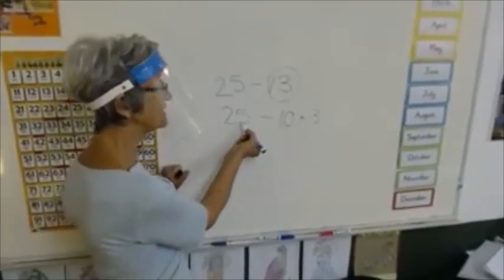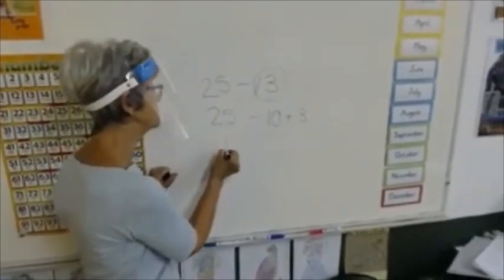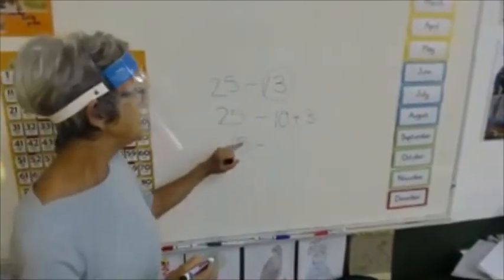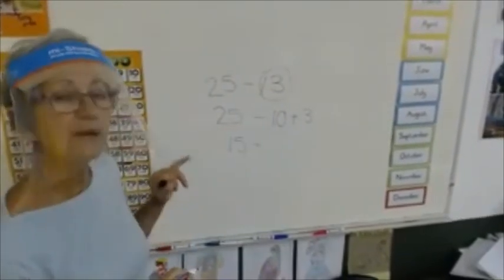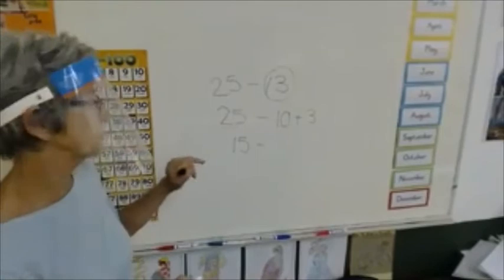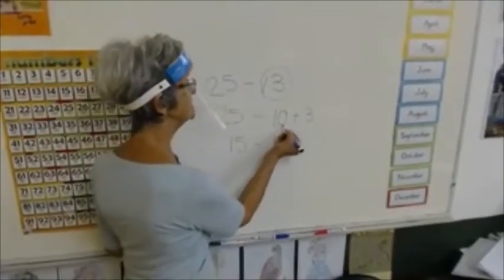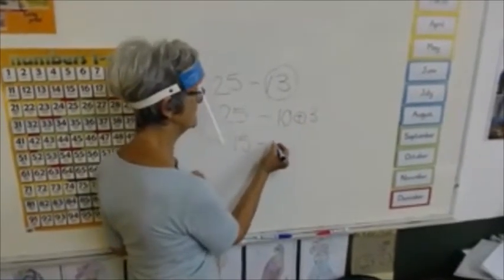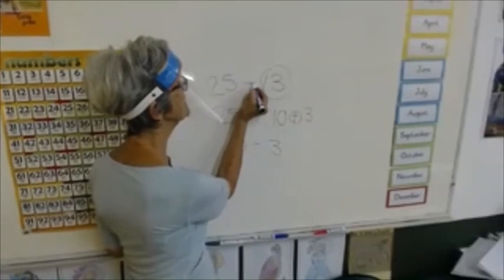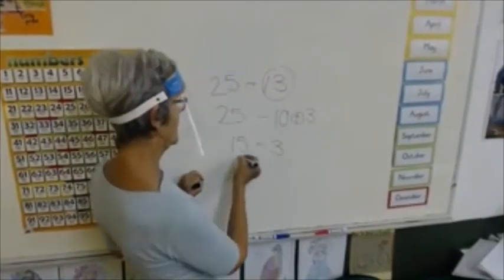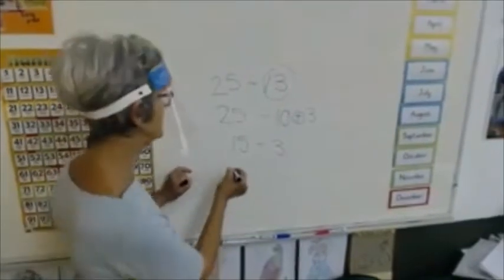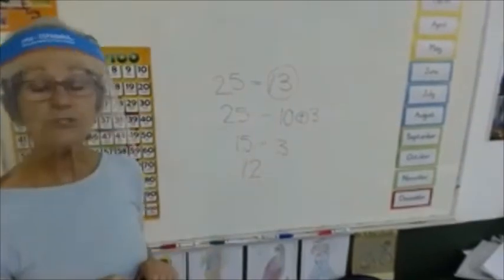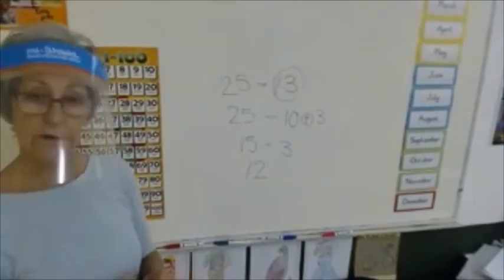So what is 25 minus 10? It gives you 15. By now I hope you know that 10 plus 15 is 25. We counted in tens a lot. So 15. Now remember, that plus is going to change to a minus, because there's minus 3 there. So 15 minus 3 gives you 12. Right. That is quite easy. I think you know that.